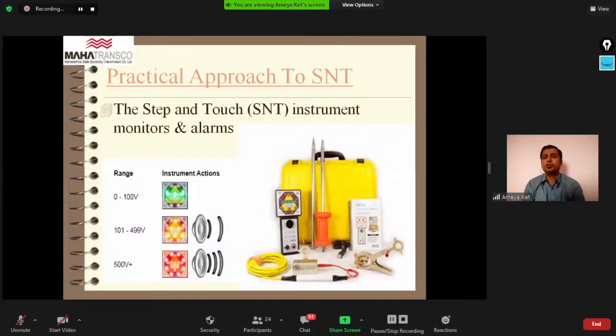If it is ranging from 100 up to 499, it will be an alarm state that there is some issue with the line and the potential difference is very high, step and touch potentials. So it will give us a yellow alarm, and in the case of 500 plus volts, it will give us a red alarm, and at that time we must not allow our linemen to climb the particular tower. So this will be a local indicating meter for the step and touch potentials, which is very important in our case.